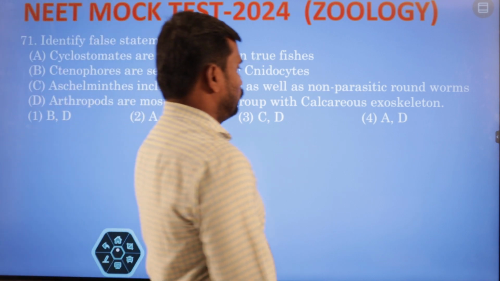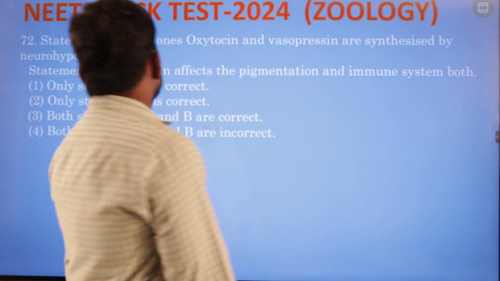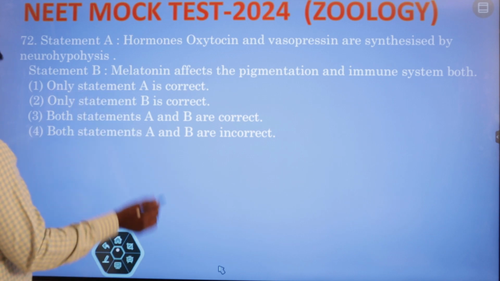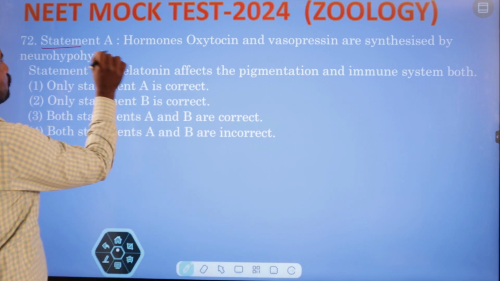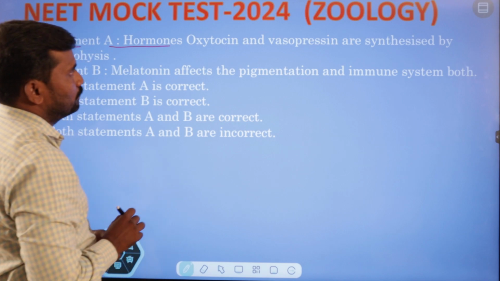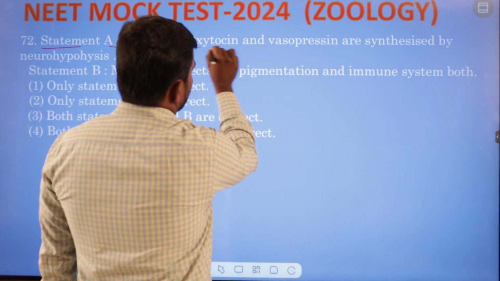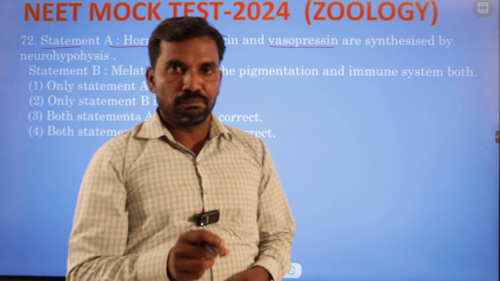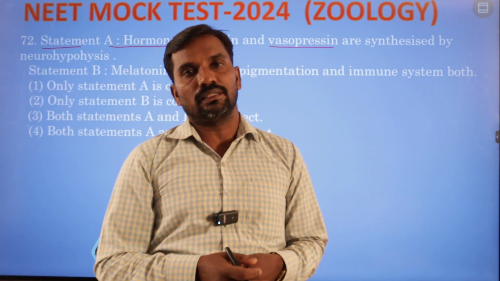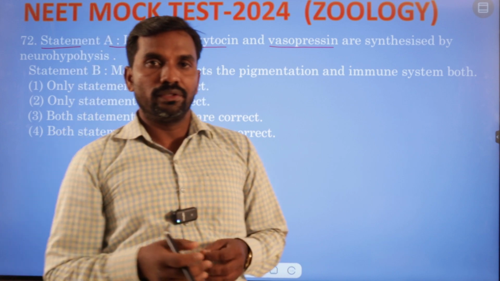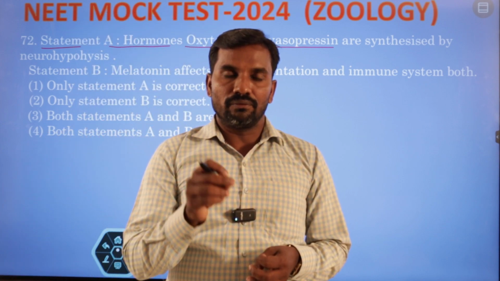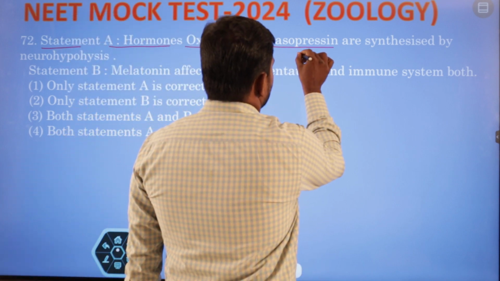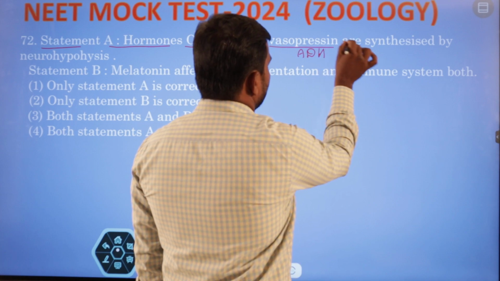So question number 72. This is the most important question from chemical control and coordination. We need to study statement A properly. Hormones are called chemical messengers, specifically oxytocin and vasopressin. Oxytocin is primarily responsible for contracting the muscles at the time of parturition. Myometrium is smooth muscle. Because of the role of oxytocin it contracts and the child comes out. Vasopressin is otherwise called antidiuretic hormone, ADH.